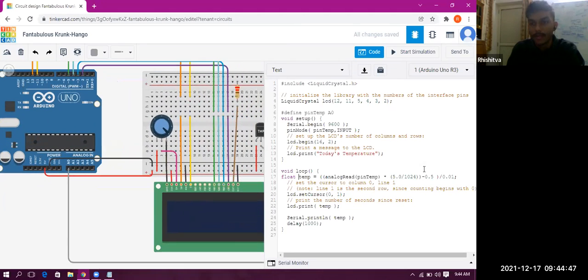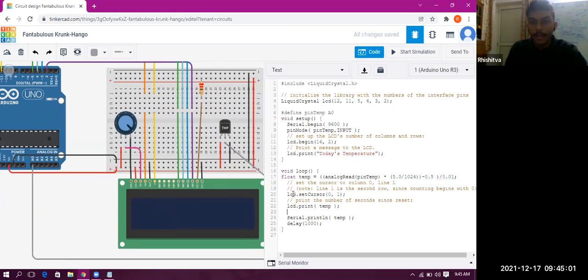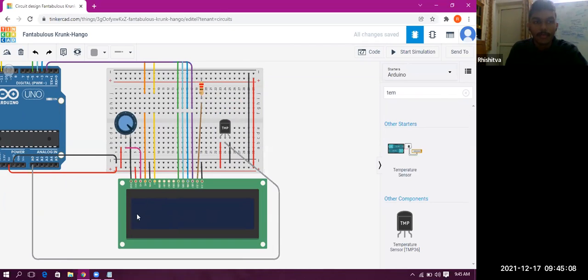Then we are doing a little bit of maths. I won't go into the depth of it because then the class won't be able to complete. So you just copy it. This later part is just for showing it in degrees Celsius. Then comes this lcd.setCursor(0,1). What was 0,1? 0 was the column, the leftmost position, and 1 will be the second row.